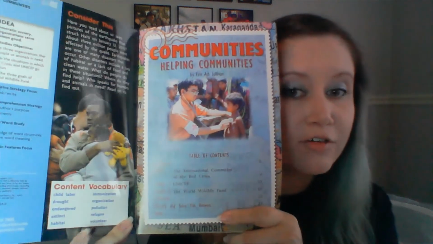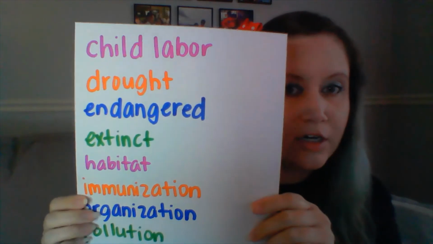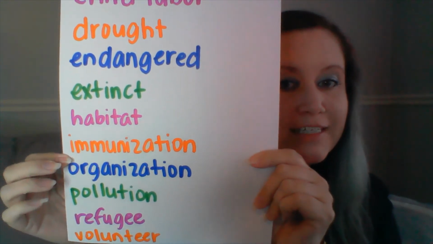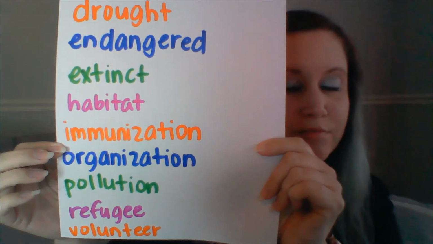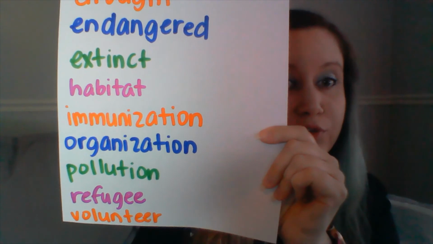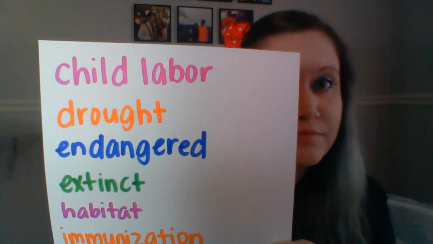Next, we're going to take a closer look at our content vocabulary. Again, that's on the front inside cover of your book. Those words right there. And just to look at them one more time, our words are child labor, drought, endangered, extinct, habitat, immunization, organization, pollution, refugee, and volunteer.